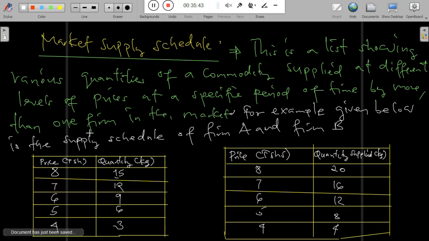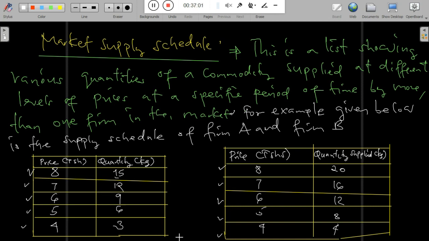When you observe here very clearly, this shows the individual supply schedule. The first table represents the individual supply schedule, and another table represents the individual supply schedule. When you combine the two firms' supply schedules, what we call the market supply schedule is obtained. What you need to understand is that a market supply schedule is a combination of the supply schedules of more than one firm in the market.